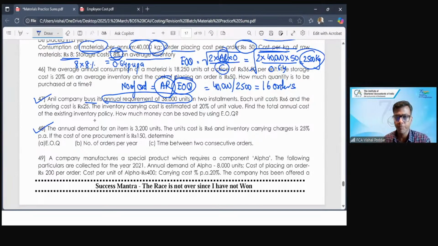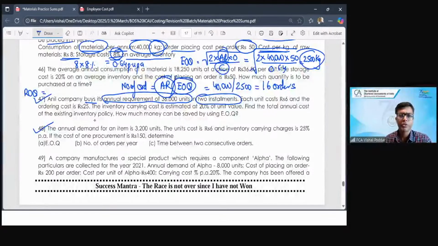So AR is fixed. Now it says presently it is buying in two installments. It means it is placing the order only twice. So we know that their present order is called ROQ. ROQ is the reorder quantity. Every time, what you buy is your ROQ. And out of this, the best quantity which you should buy, which will give you the minimum cost, is your EOQ. We calculate EOQ by the formula. Other than EOQ, all other quantities are called ROQ.